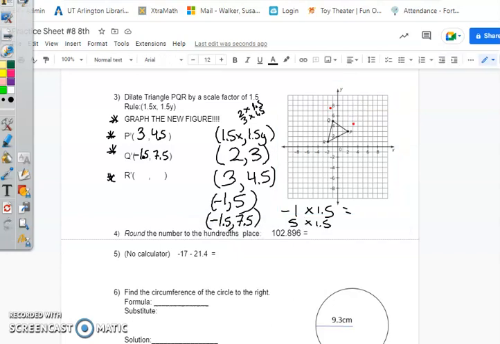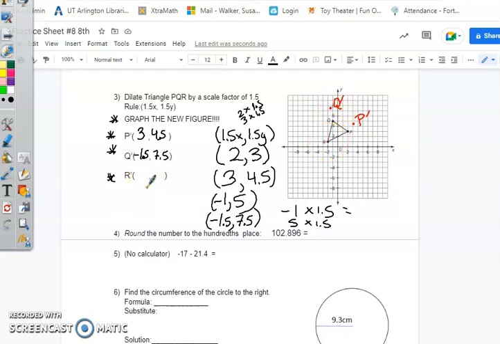Sorry, I had to redo my points because the graph moved. So this is, I'll have to do it again. P prime, Q prime. Okay, so you're going to do R prime. Do that one right here.